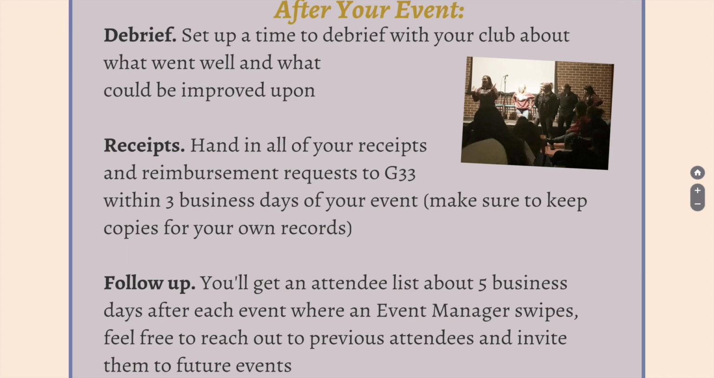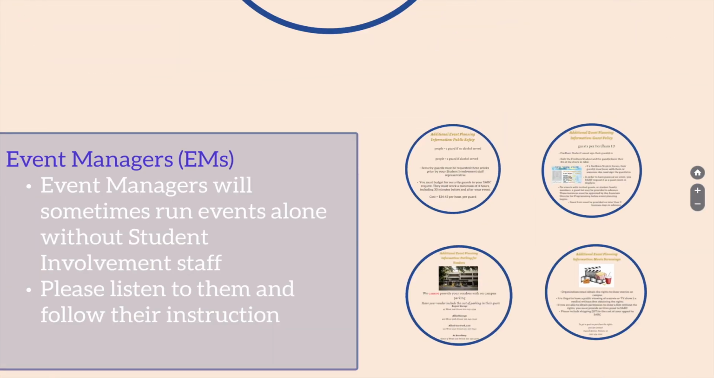After your event, we recommend that you set up a time to debrief with your club about what went well and what could be improved upon. Always make sure to hand in all of your receipts and reimbursement requests to G33 within 3 business days of your event. Make sure to keep copies for your own records. And follow up. You'll get an attendee list about 5 business days after each event where an event manager swipes. Feel free to reach out to previous attendees and invite them to future events.